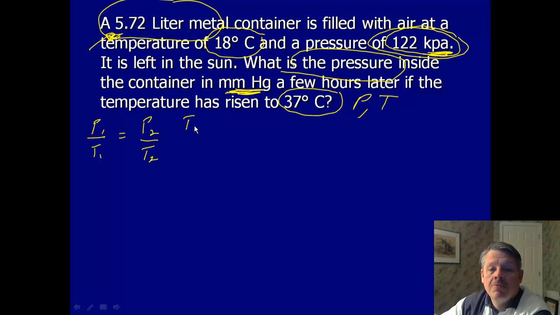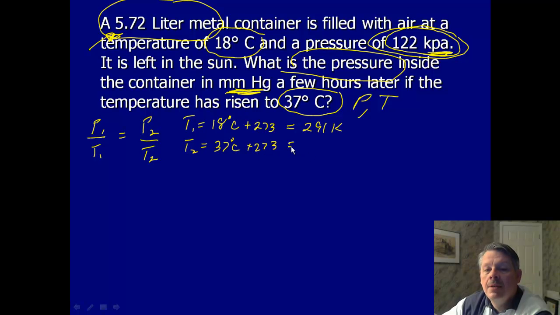Well, my first thing I have to do is convert the temperatures. My temperature is equal to 18 degrees Celsius to start. So I add 273 to that, and that gives me 291 Kelvin. And I do the same thing with my second temperature, which is 37 degrees Celsius. I add 273 to that, and I get 310 Kelvin. All right, so those are my temperatures.